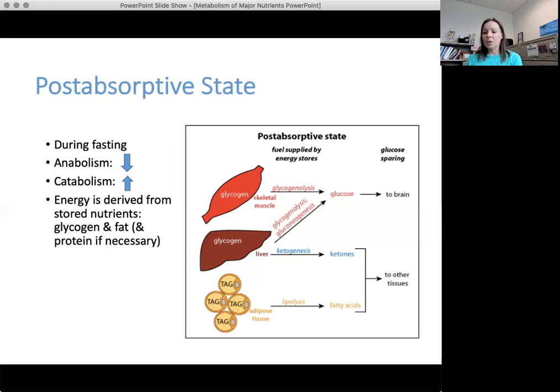So remember, your body is going to use glycogen first. It's going to perform glycogenolysis. Then it's going to perform lipolysis, breaking down lipids and using those for energy. If it needs to, then yes, proteolysis would happen at this point. It just depends on how much of the other nutrient stores you have in your body.